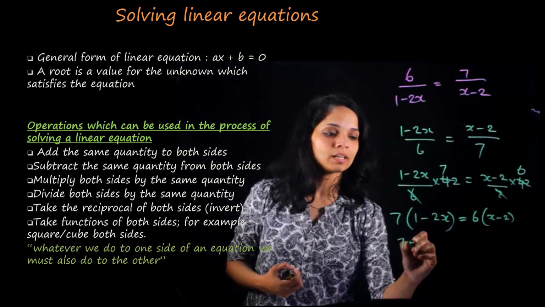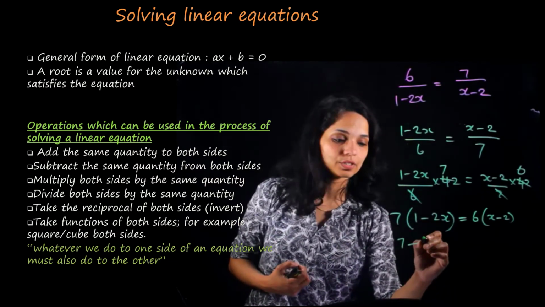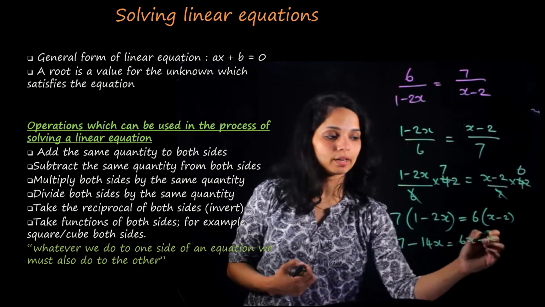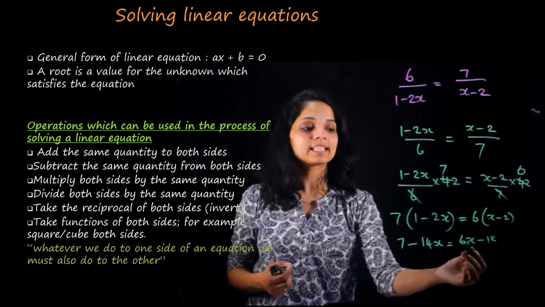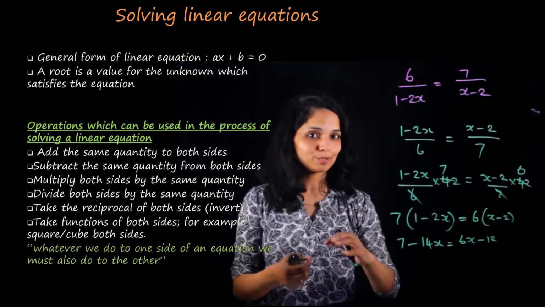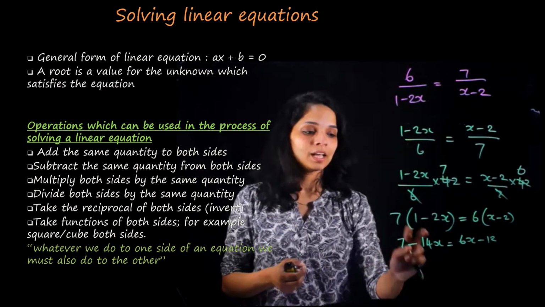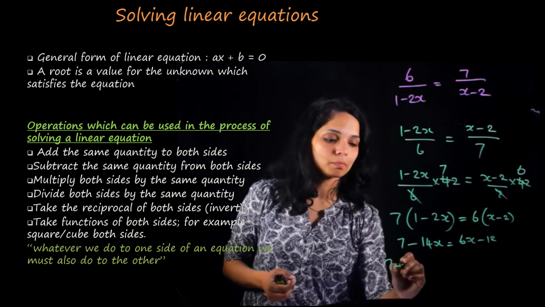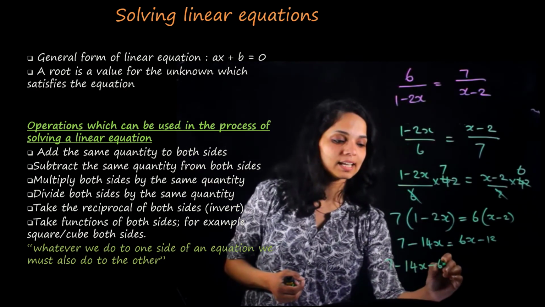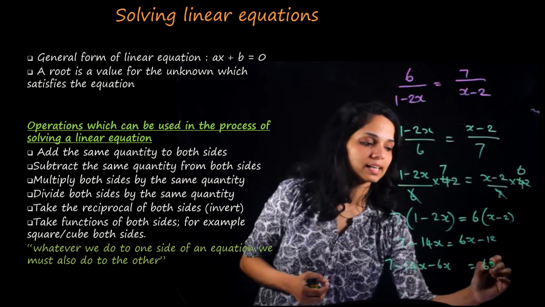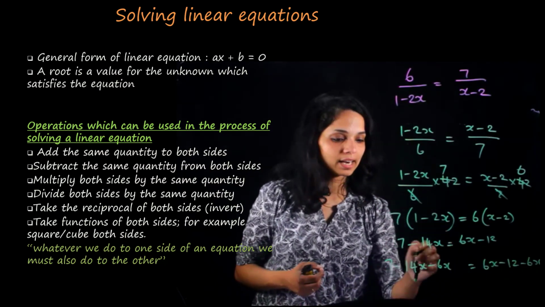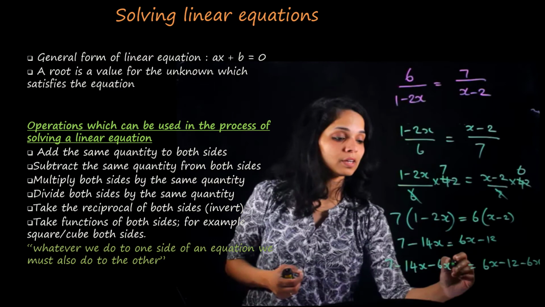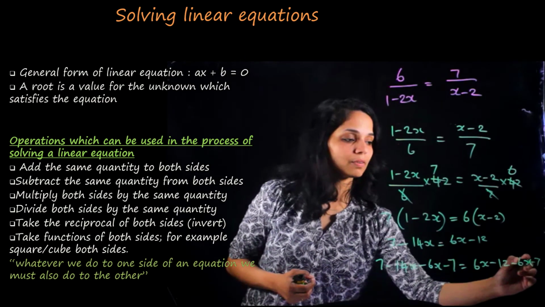7 times 1 is 7, minus 7 times 2 is 14x, equals 6 times x is 6x minus 12. And now bring the 6x to this side and 7 to that side. So I'm going to do those two things in one step. To get rid of 6x on the right side, you need to subtract 6x on both sides. 7 minus 14x minus 6x, and that equals 6x minus 12 minus 6x. And another thing is we need to get rid of this 7 on this side, by subtracting 7 on this side. So it's a minus 7, and you should do minus 7 on that side as well.